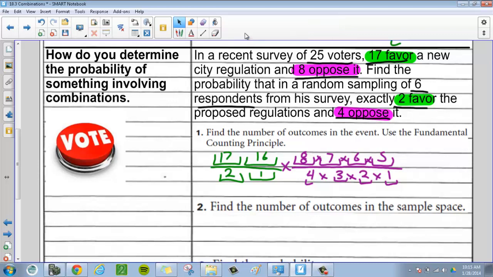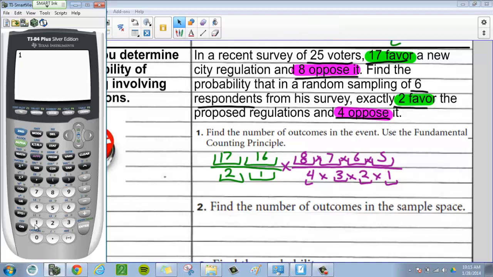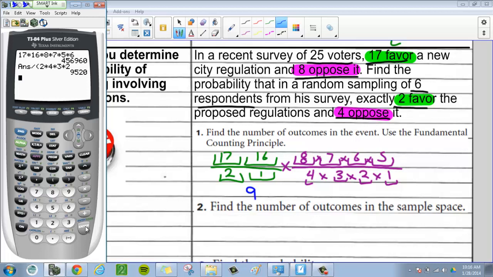Okay, so let's put that in our calculator really quick. We have 17 times 16 times 8 times 7 times 5 and then 6. I just did it in the wrong order. It doesn't really matter. Figure out what that is, and we're going to divide that by 2 times 4 times 3 times 2. Okay. So in the end, there are 9,520 different ways you can choose 2 people that favor it from 17 and 4 people that oppose it from 8 who opposed it. Okay, so if you're choosing 6 people randomly.